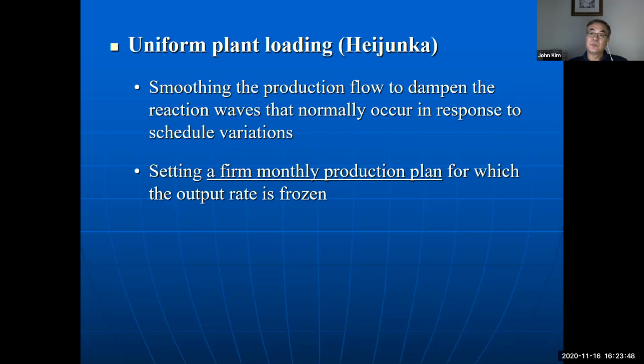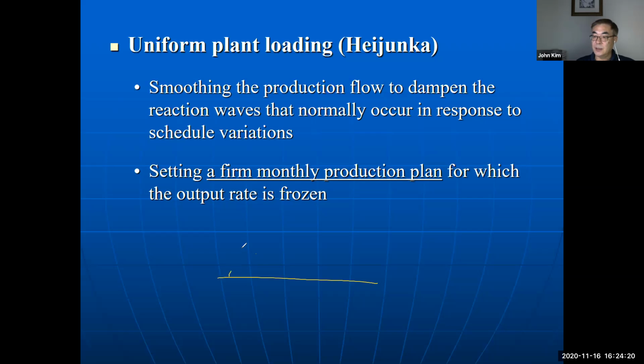Uniform plant loading, in Japanese, heijunka, a firm production plan, uniform monthly production plan. This is simple. Make the same amount of plan schedule.